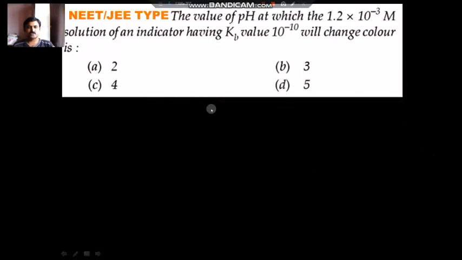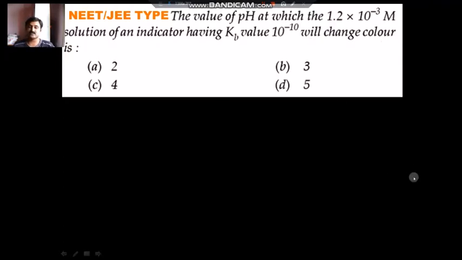Need JE type of question. The next question: the value of pH at which a 1.2 into 10 power minus 3 solution of an indicator having Kb value 10 power minus 10 will change color is. We have four options there.